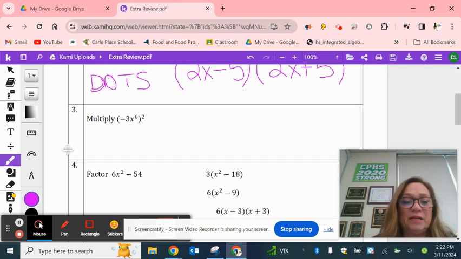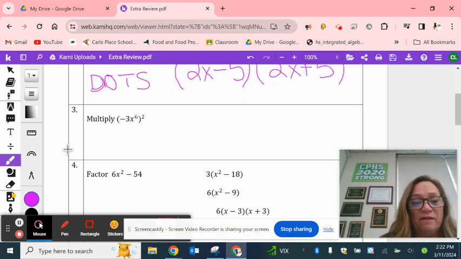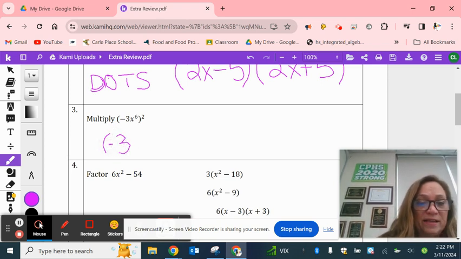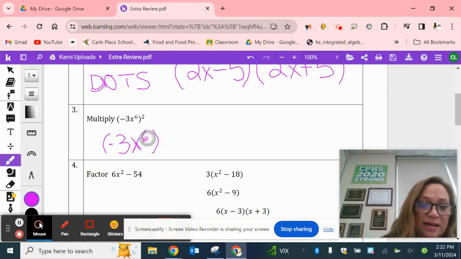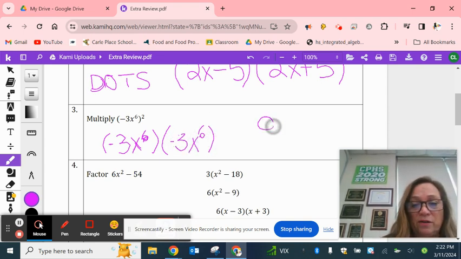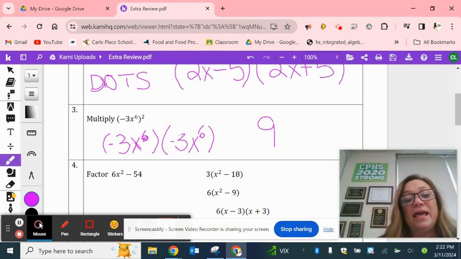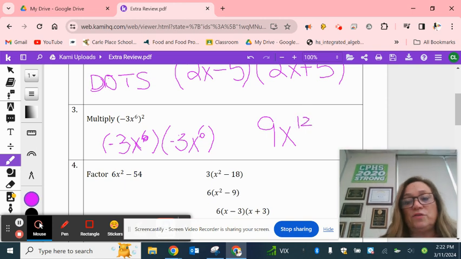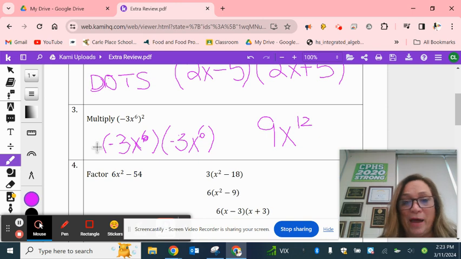All right? So we have the square of negative 3x to the 6. Now, one thing to keep in mind is that if it helps you, you can write this out. So you would write negative 3x to the 6 twice. Also, a negative times a negative is always a positive, so I would only be looking for positive answers. So it's positive 9. And then 6 plus 6 is 12. You can also do this using the power to a power rule. So 6 times 2. Power to a power, you would multiply the exponents.